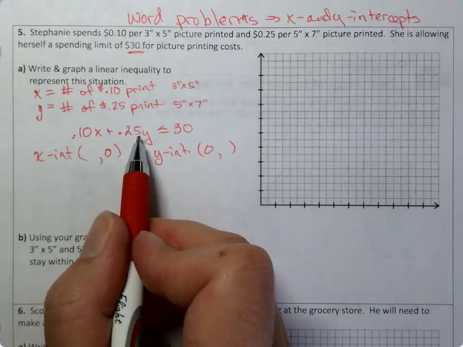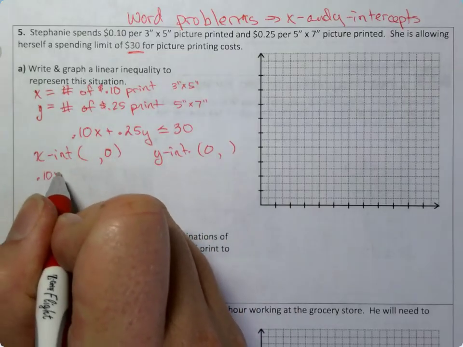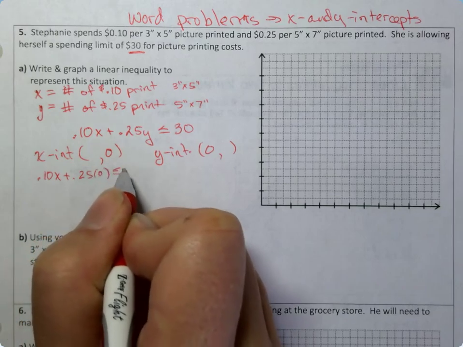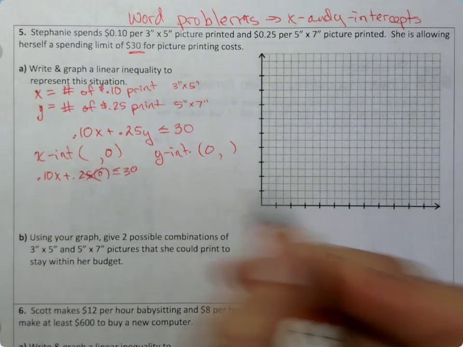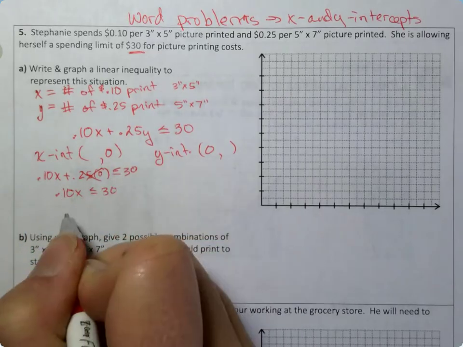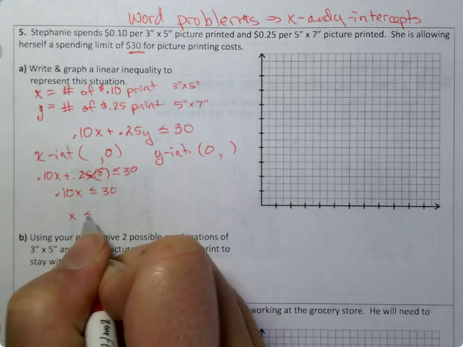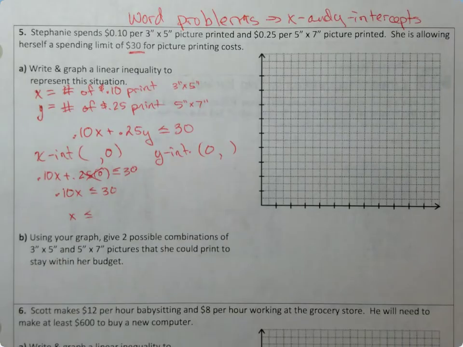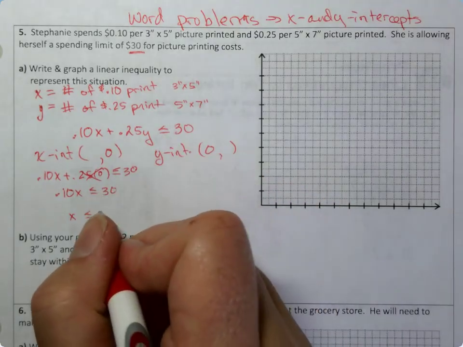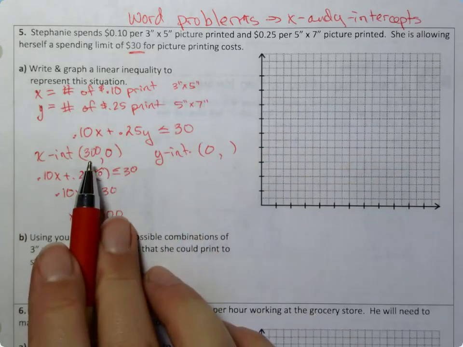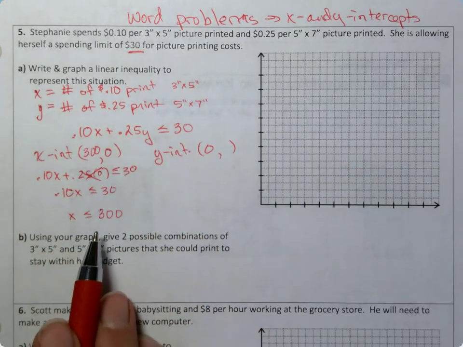Guys, when I put the 0 in for Y, what happens to it? Doesn't it just cancel out? So that's gone. 10 cents times X is less than or equal to 30. Divide by 0.1. X is less than or equal to what? Remember, you're dividing by a decimal. So 300. Now, the point is 300, 0, but the inequality to me is important. I'm going to show you how you can work with that.